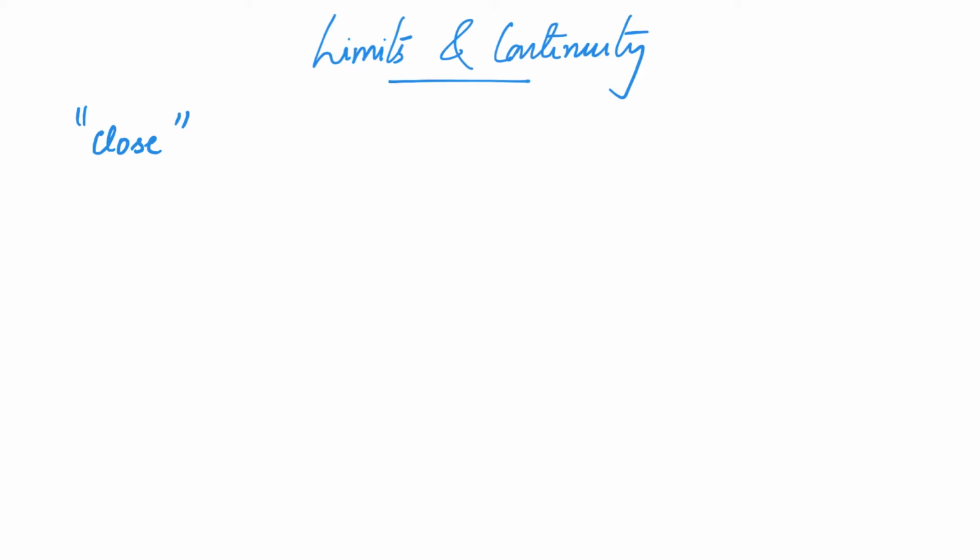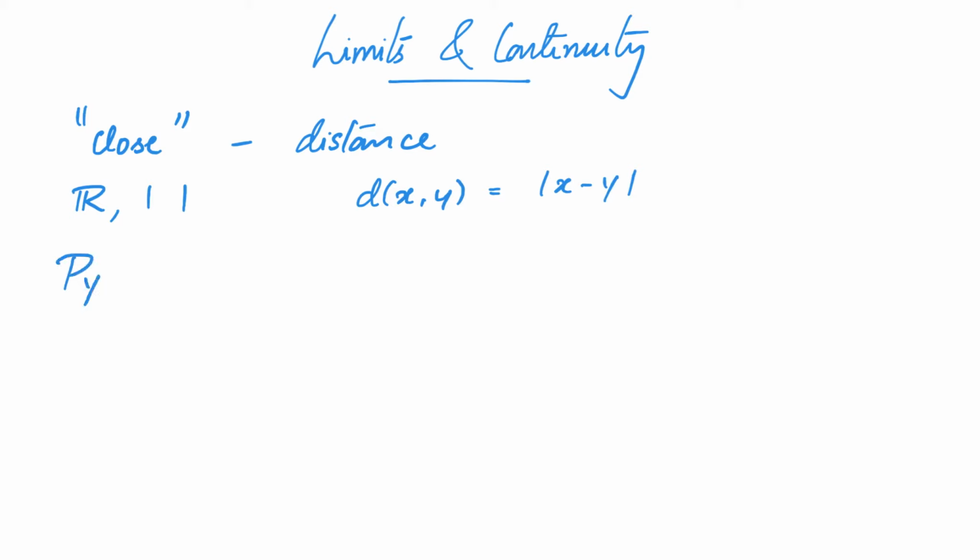To talk about proximity, the most natural way is to define a distance. If we have a distance, then we can talk about when two elements are close to each other. In the set of real numbers, we had such a distance. This was given by absolute value. We said that the distance between two points, or two real numbers, x and y is equal to modulus of x minus y.